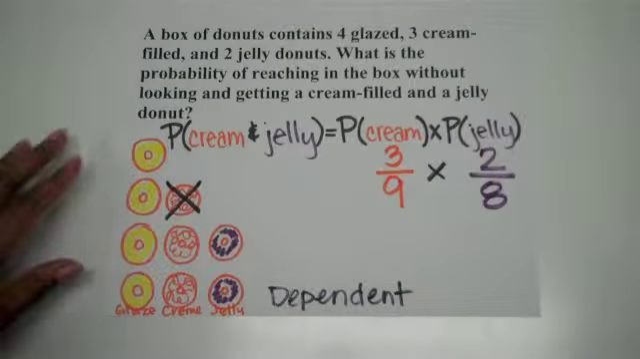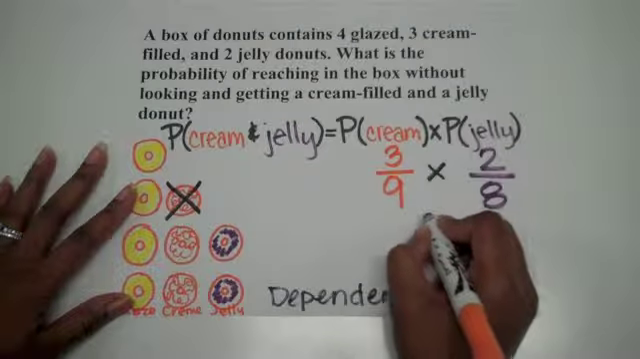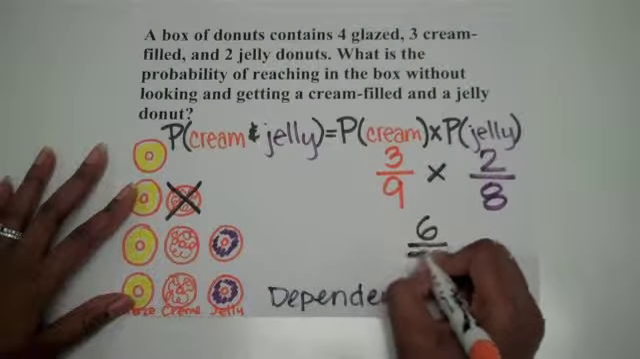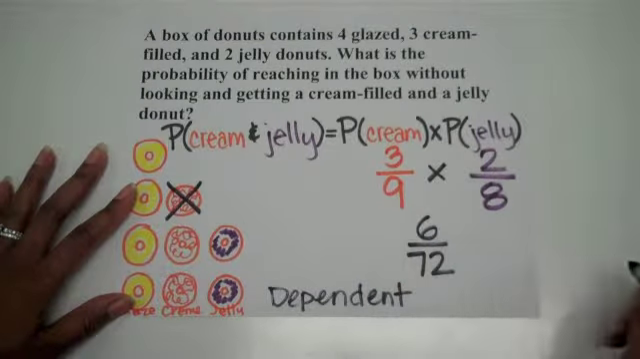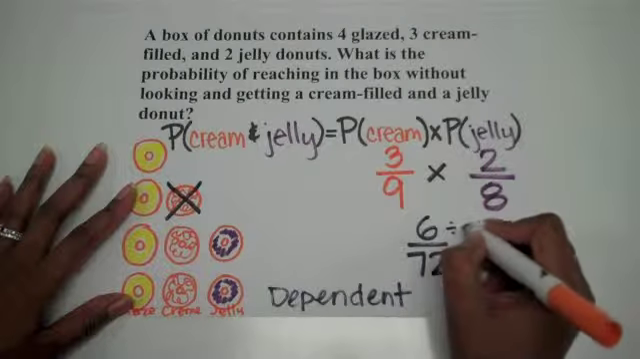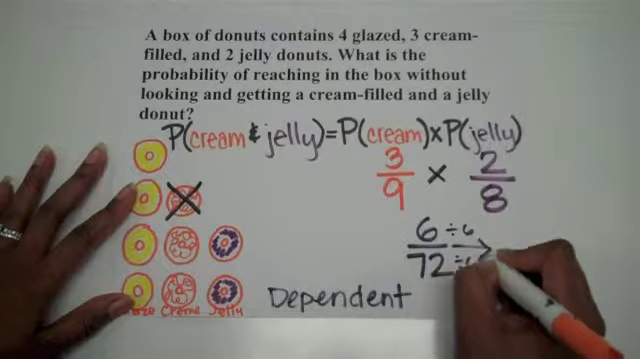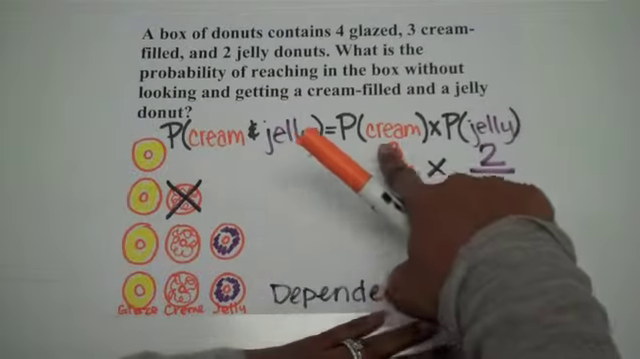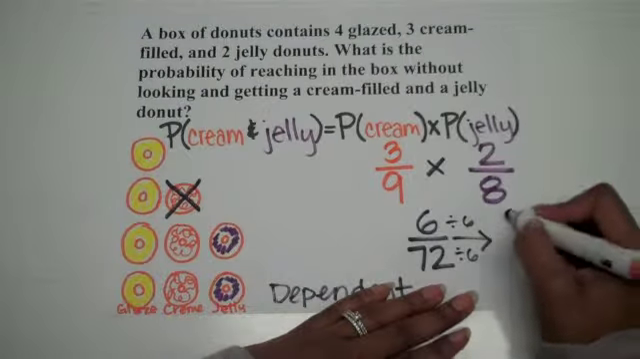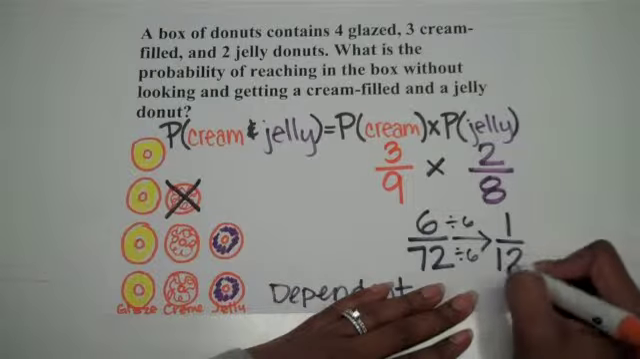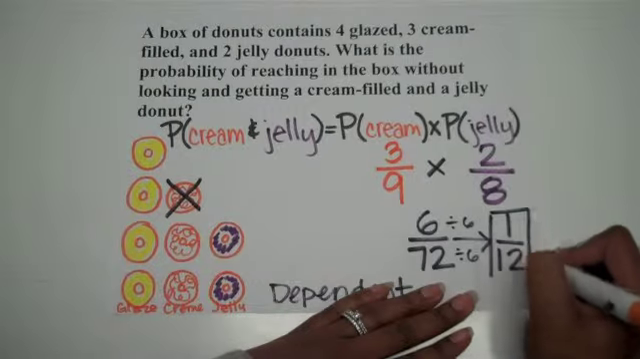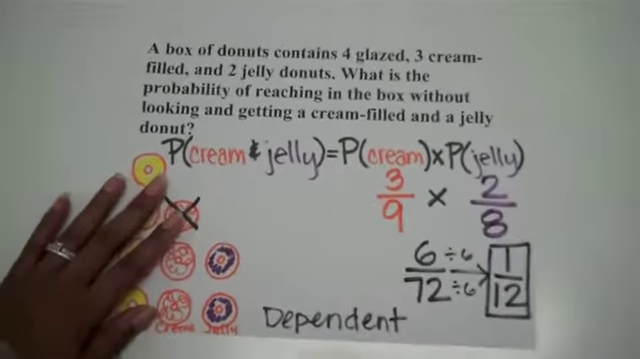Okay, and so I know 3 times 2 is 6, 9 times 8 is 72, and I can simplify those by dividing by 6. Okay, and I get that my probability of getting a cream filled and a jelly filled donut would be 1 out of 12.